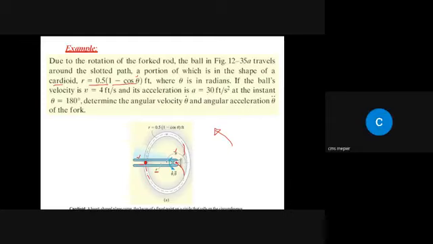Okay, these things are not asked in the question, but why I'm discussing this is just to get the practical meaning of this equation, what r means. What is this equation telling us basically? Okay, where theta is in radians, if the ball velocity... let's first discuss this cardioid motion.